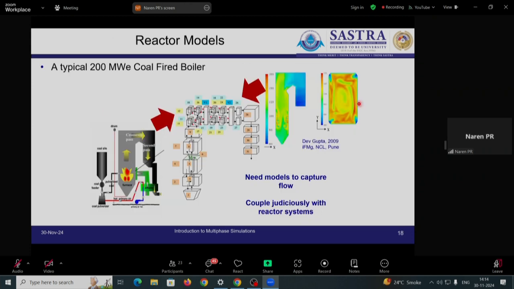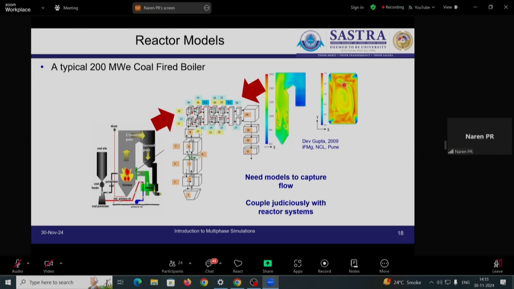One thing I'm showing here is from one of my colleagues during my PhD times at NCL. What they have done is take a boiler and try to predict what happens in it as the heat is conveyed and goes to the different primary and secondary heat exchangers. What you see here is the flame zone, how the temperature distribution happens, and eventually how the heat is convected. If we want to model this completely, then we need to model this contacting pattern.